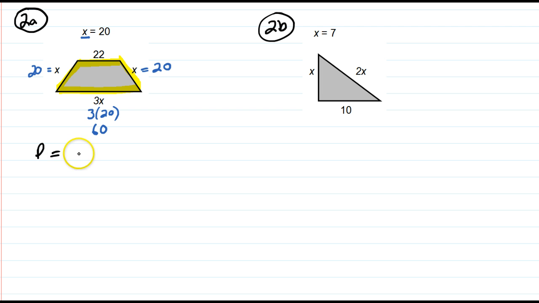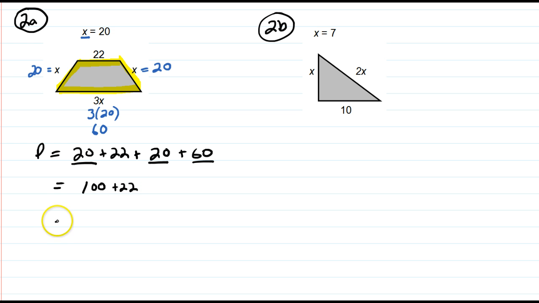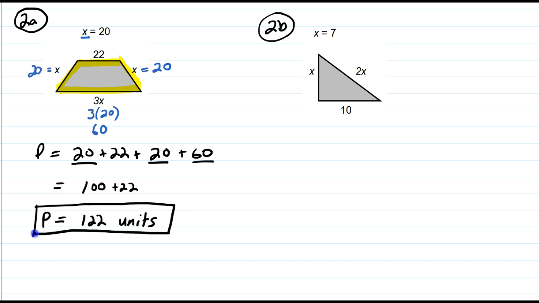So the perimeter is going to be 20 plus 22 plus 20 plus 60. And to make life easy, I'm going to add up all the ones with the zeros. So 20 and 20 is 40, and 60 is 100. And 100 plus 22 is just 122. Again, there's no feet or anything, so we'll just say units. So the perimeter of the trapezoid is 122 units.